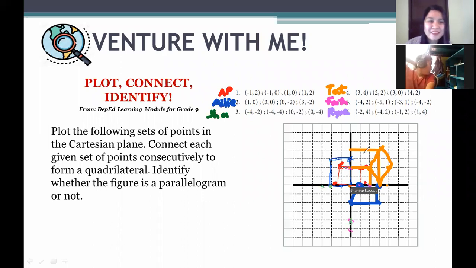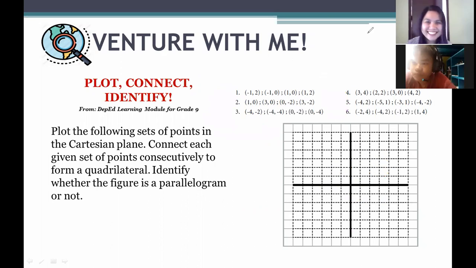So the rest, thank you so much for helping me in drawing our different quadrilaterals. Let me now clear all the drawings there. Wait first.